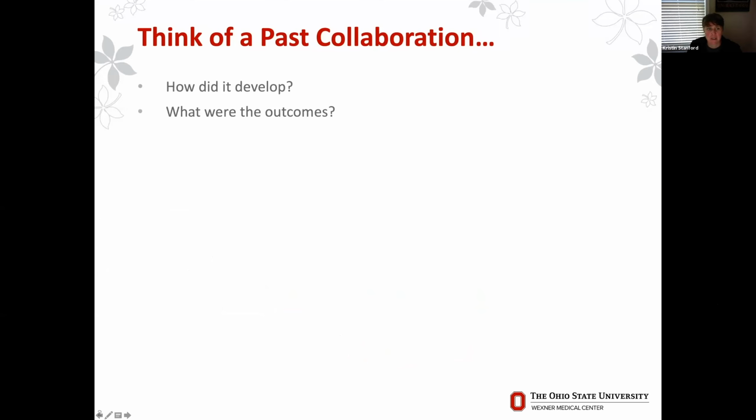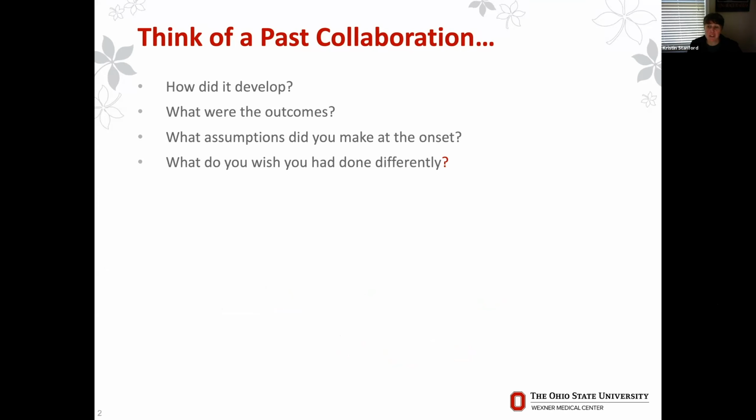All right, so with regards to collaborative research, if you think of a past collaboration, think about how did it develop? What were the outcomes of this collaboration? What assumptions did you make at the onset of this collaboration? And what do you wish you had done differently? I think these are all really important points that we can talk about, in terms of how we proceed in collaborations and what we would like to do in the future.